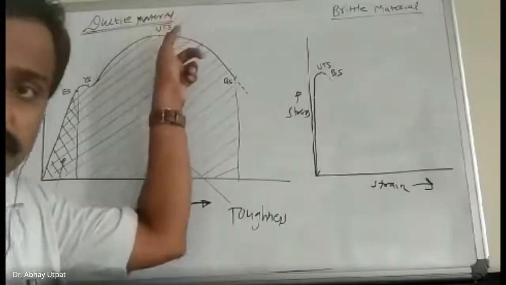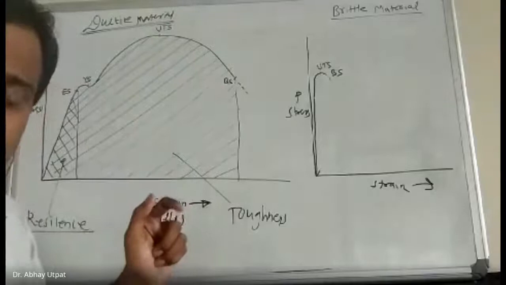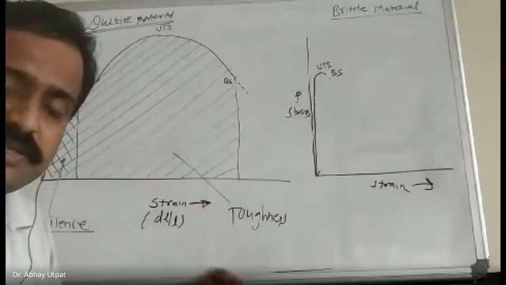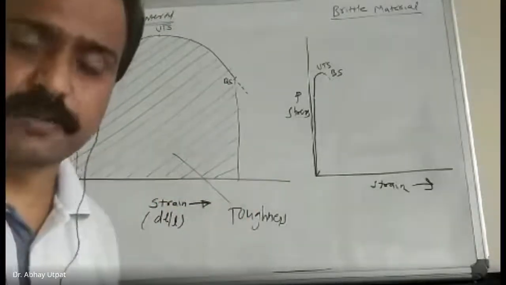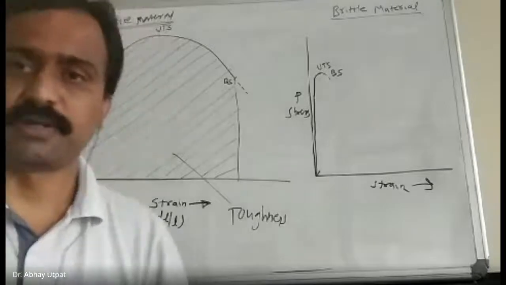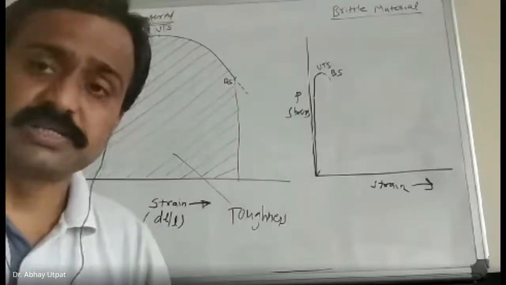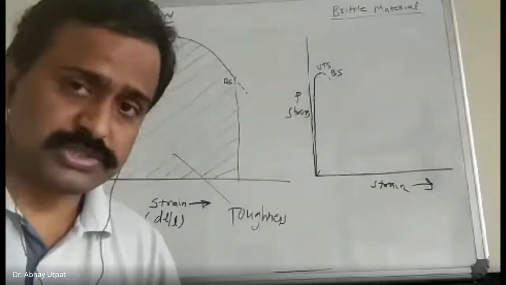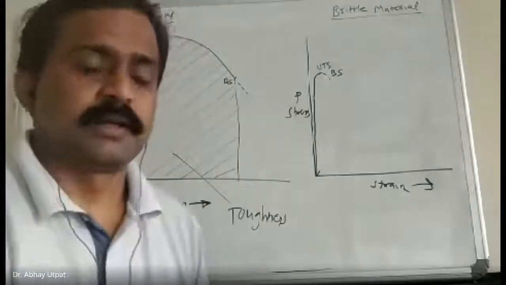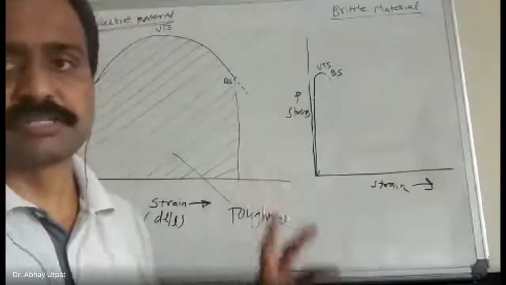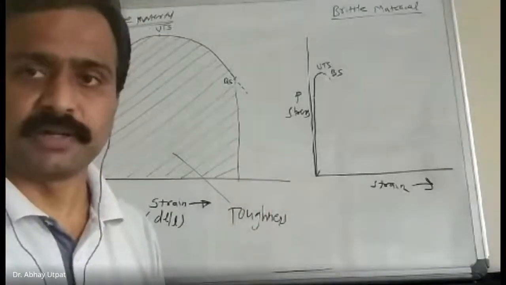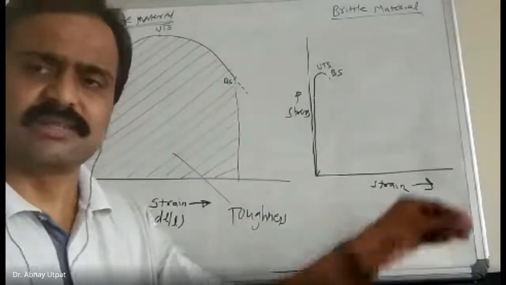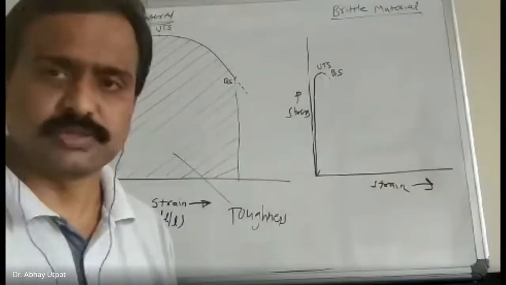What is UTS? Ultimate tensile stress, maximum stress sustained by the component before failure. These are the various properties on stress strain curve. So how the question will be? Draw stress strain curve for ductile and brittle material and explain some one or two properties may be asked.